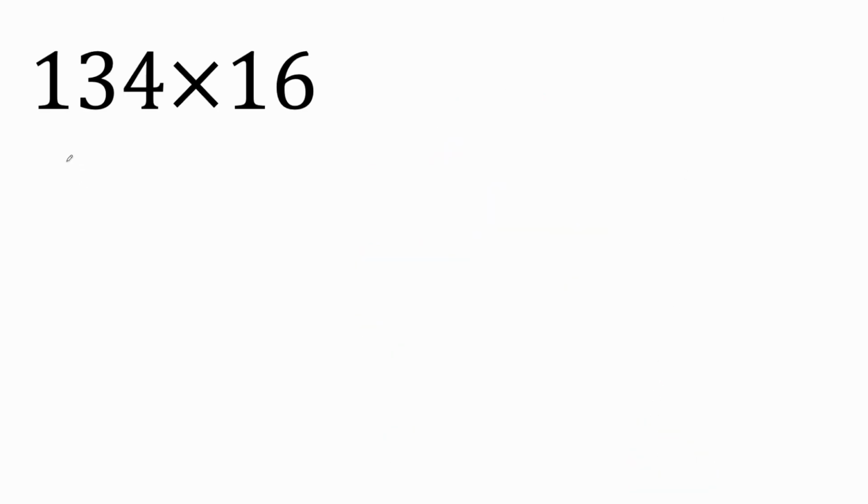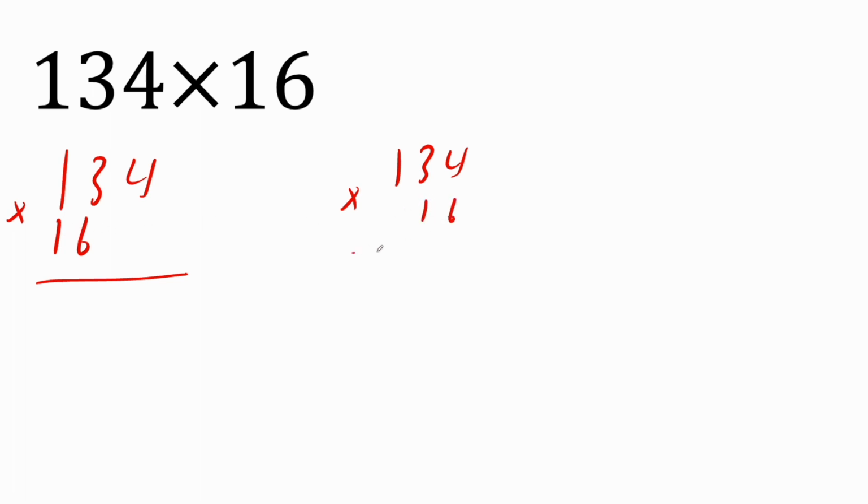Now, this is the next problem. And with this problem, we have to do something different. So we have 134 times 16. Now, if you notice, this is 3 digits, this is 2 digits. Because of that, we have to do something special. We're going to say 134 times, we're going to shift the 16 over here. So we have 2 different forms.